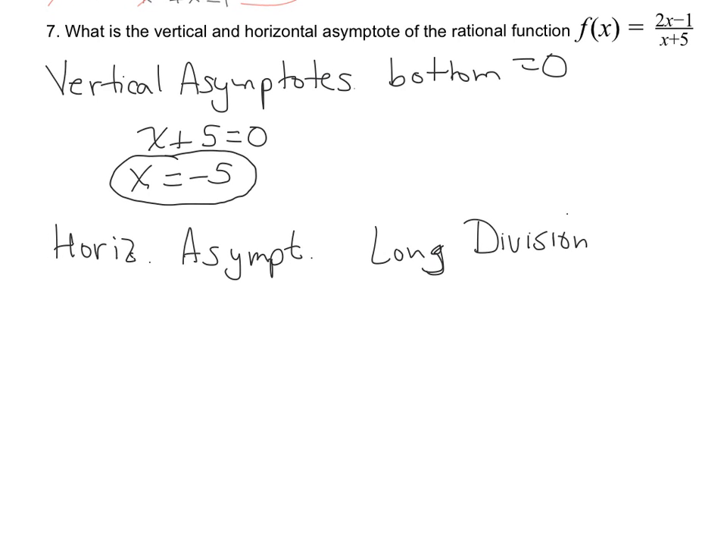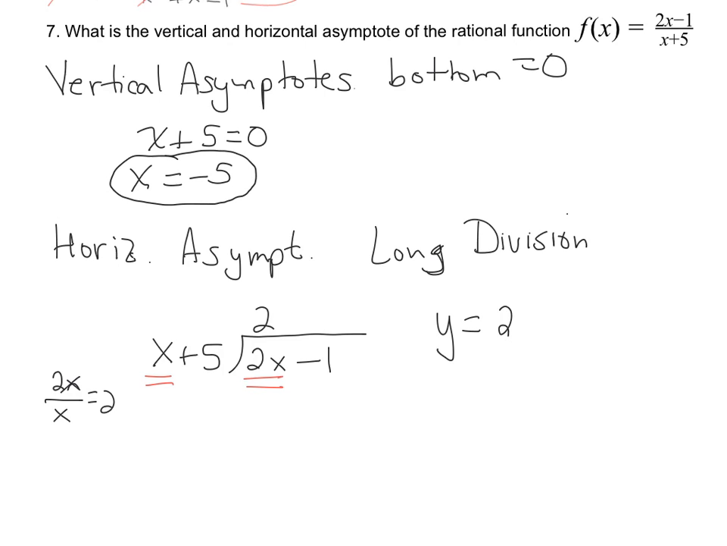So if I take my bottom, which is x plus 5, and divide it into my top, which is 2x minus 1, remembering how we long divide, we take the first term here and the first term there. So 2x divided by x is going to simply give me 2. So now that I'm at a constant, I'm really done. So my horizontal asymptote is y equals 2.